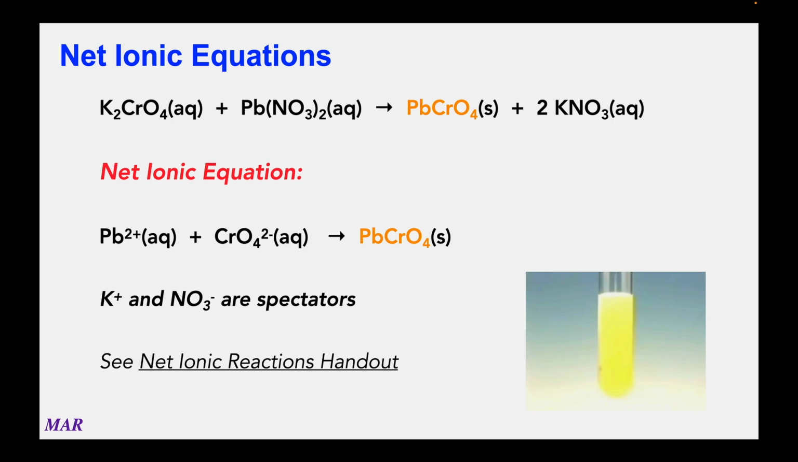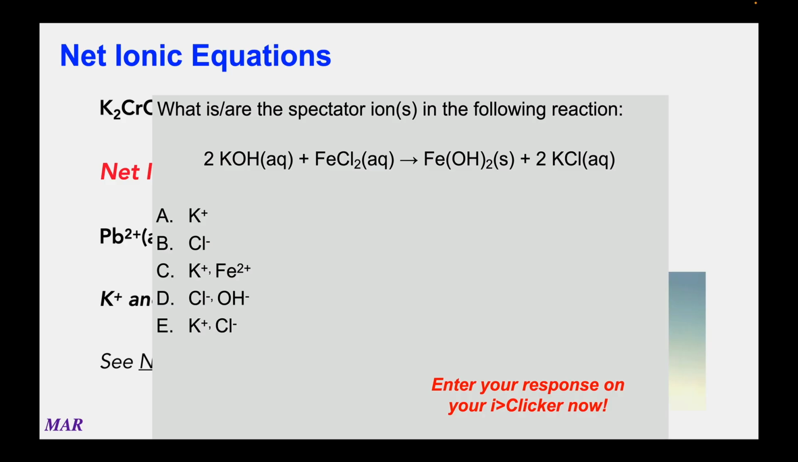There's a handout on net ionic reactions. If you'd like to check it out, it'll have more information on this. We'll also do a lab on net ionic reactions coming up too. Here's a reaction. Potassium hydroxide is reacting with iron 2 chloride. It's going to make iron 2 hydroxide and potassium chloride. And the question is here, what is or are the spectator ions in this reaction?